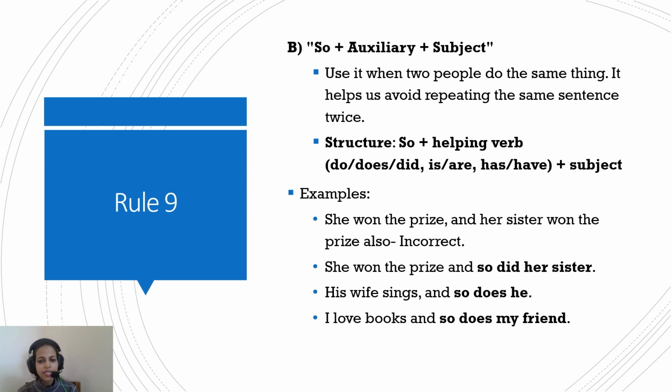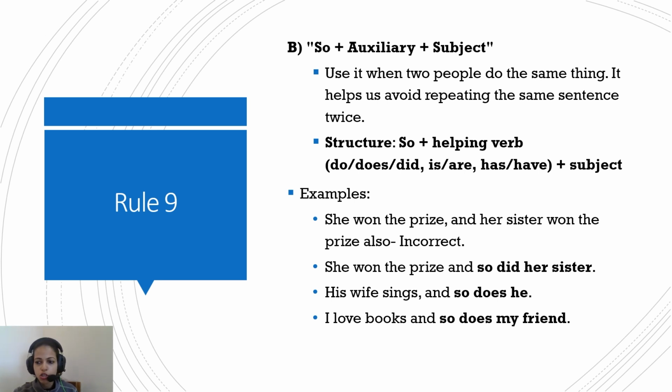She won the prize and her sister won the prize also. If you want to talk about her winning the prize and her sister also winning the prize, and you do not use the word so, in this way you'll be repeating it. See how long the statement is. But the right way would be: she won the prize and so did her sister. So this is the structure for how you can avoid repeating the statements by using so. The structure goes: so plus helping verb plus the subject that is being talked about.